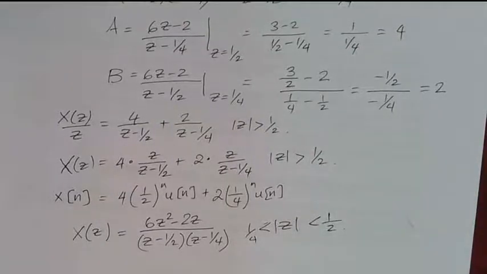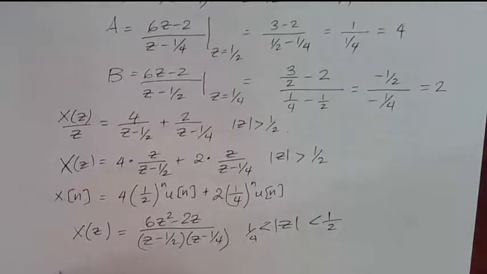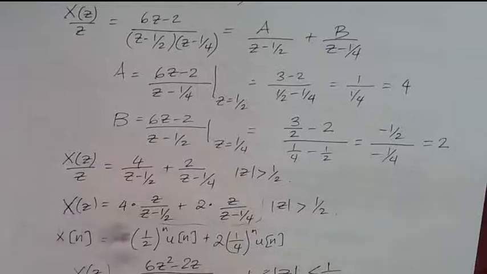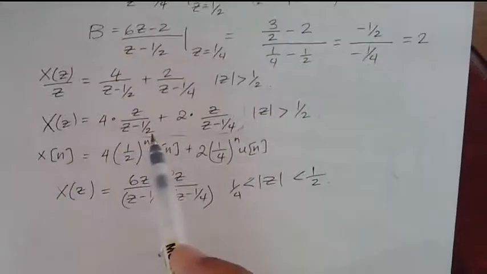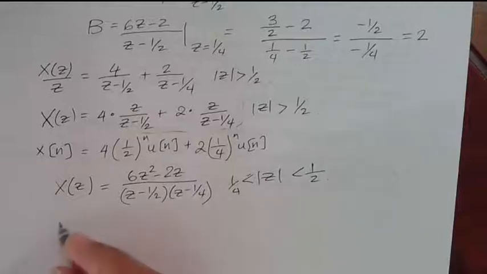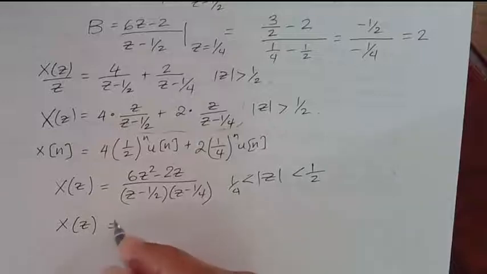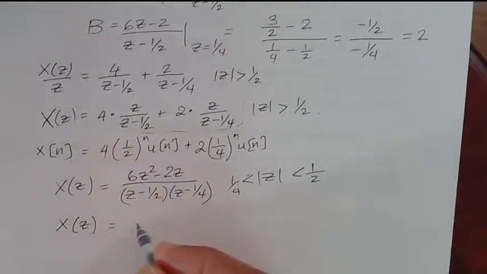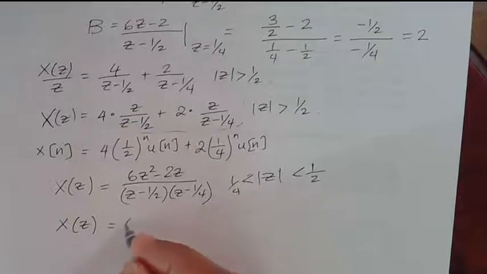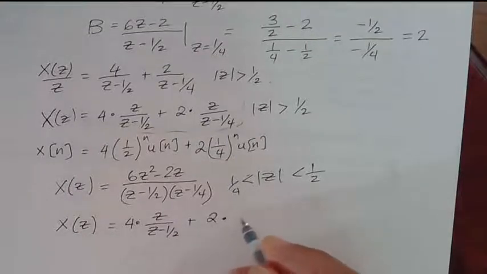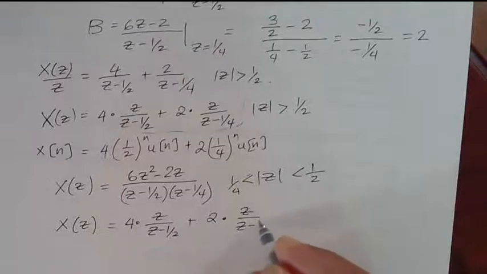Right? So again, we go through the whole thing and up to here nothing changes. We just write X(z) in this form. And then when we do the inverse z-transform, something changes. So I can write X(z) as, what was it? 4 times z over z minus 1/2, plus 2 times z over z minus 1/4.